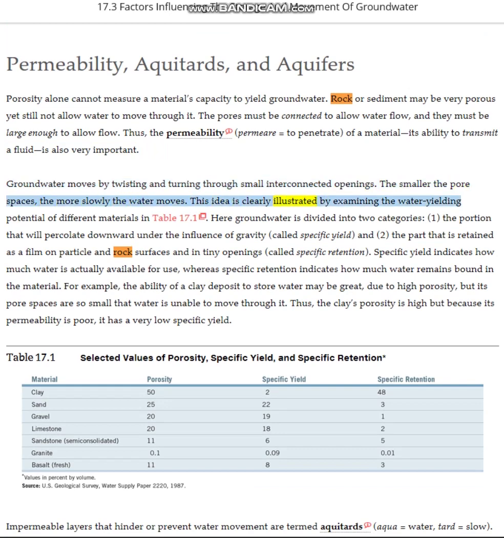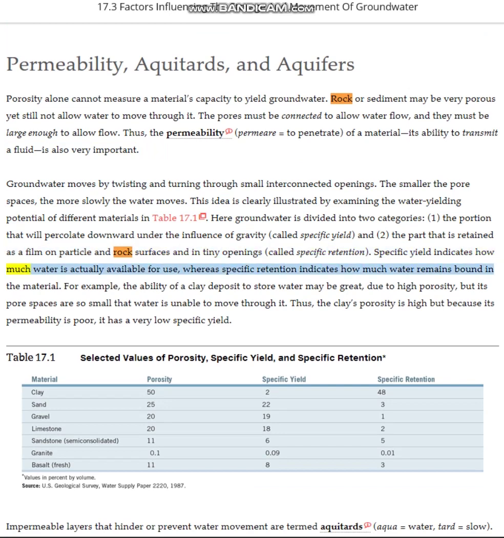This idea is clearly illustrated by examining the water yielding potential of different materials in Table 17.1. Here groundwater is divided into two categories: 1. The portion that will percolate downward under the influence of gravity, called specific yield, and 2. The part that is retained as a film on particle and rock surfaces and in tiny openings, called specific retention.